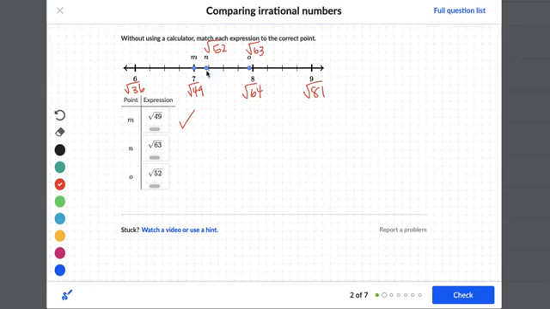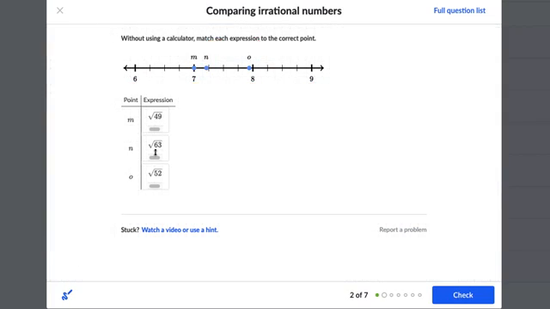Okay, so we got it. We got m is square root of 49. That's already set. And then these two have to switch because it goes 52, then 63. So let's fix that. Okay, that's pretty much what that is.